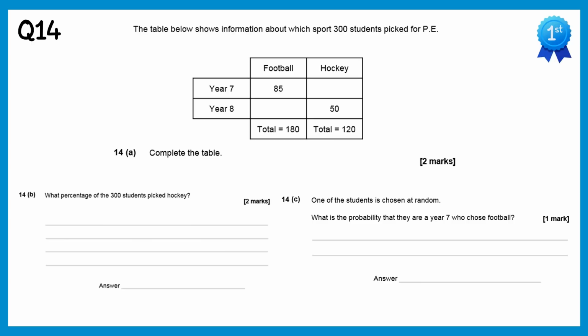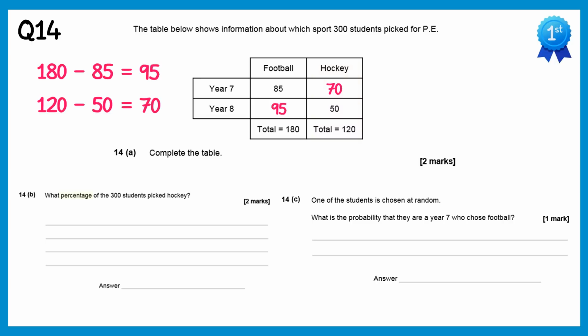Here we have a two-way table, and the first thing to do is try and complete this table. If we look down the football column here, we can see there were 85 Year 7s that chose football and 180 people altogether. So if we do 180 take 85, we'll get 95, which must be the Year 8s. If we do the same thing with the hockey column, 120 take 50 gets us 70, which must be the year 7s who chose hockey. So the table's now complete.